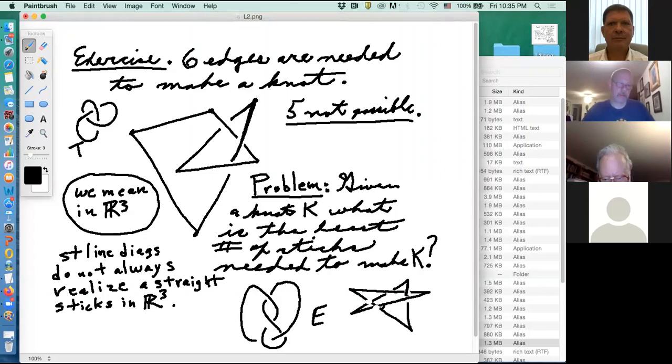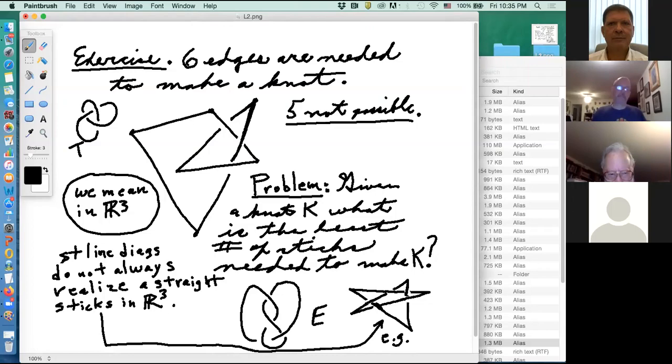So I'm drawing this badly because I didn't give myself enough room to draw. But I think you see what I've done here. This is, for example, with regard to that sentence there. Straight line diagrams don't always realize as straight sticks in R3.